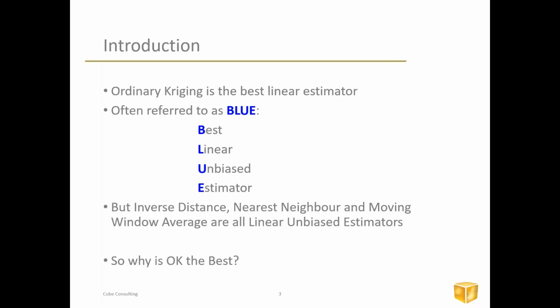So ordinary kriging has been recognized as the best linear unbiased estimator. And if you take a training course in geostat or in resource estimation, they even tell you that kriging is BLUE, as in best linear unbiased estimator. But if you look at inverse distance, nearest neighbor, or moving window average, they are all linear unbiased estimators. So what makes kriging so unique?